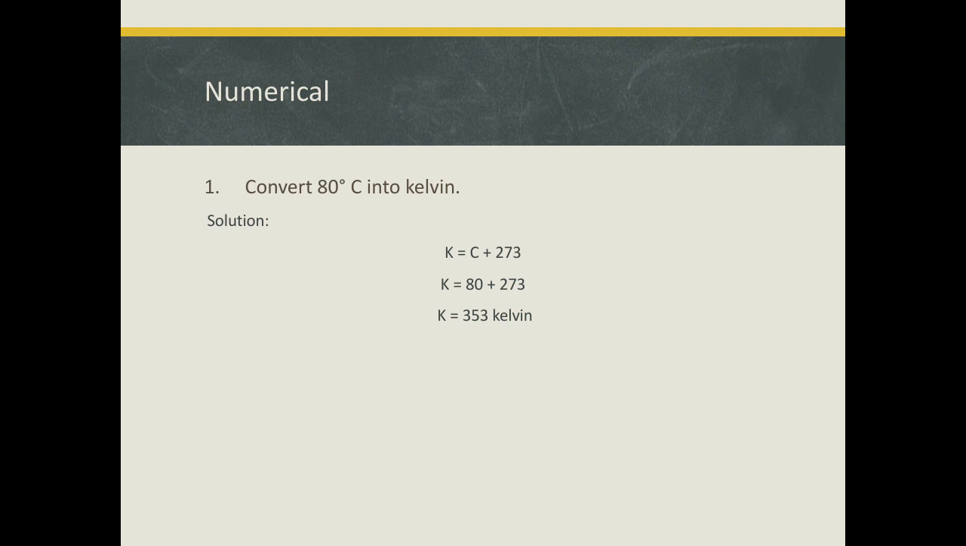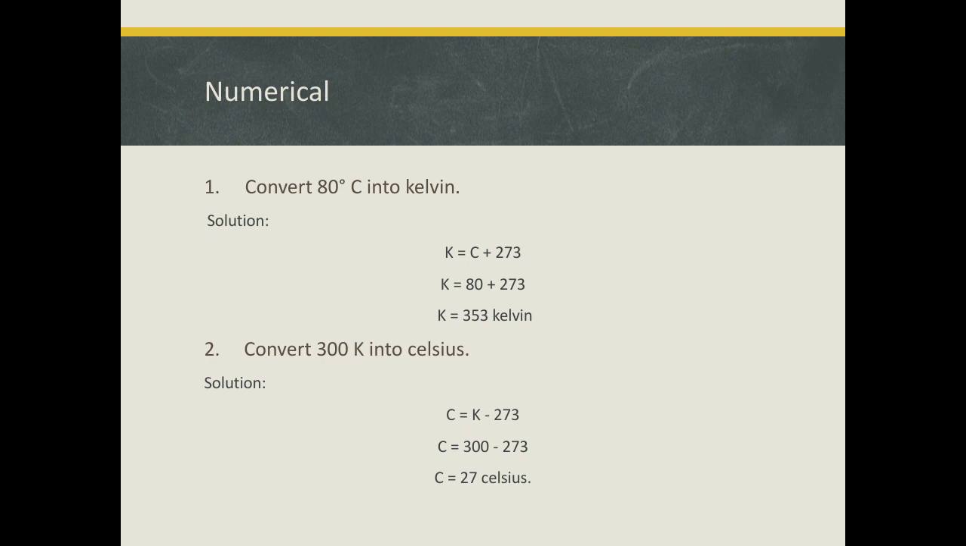Okay. The next one is the reverse process, conversion from the Kelvin scale to the Celsius scale. Convert 300 Kelvin into Celsius. Now you are given the Kelvin value and you have to find the Celsius value. We can use the same formula with some rearrangement. So C is equal to K minus 273. The above equation is just rearranged. Instead of K we write 300. Therefore the Celsius value will be 27 degrees Celsius. I hope you understood this.